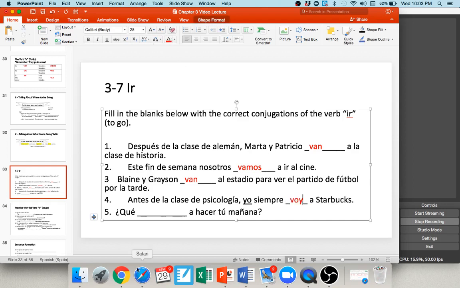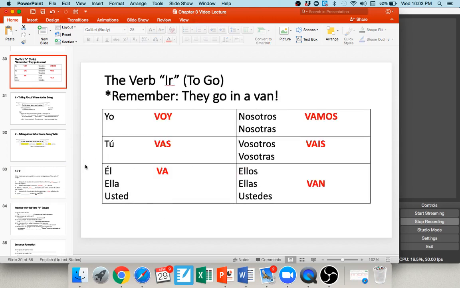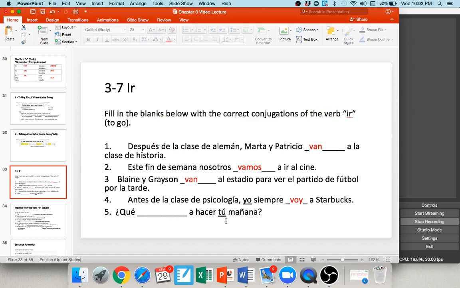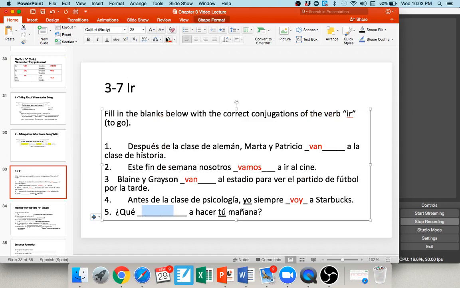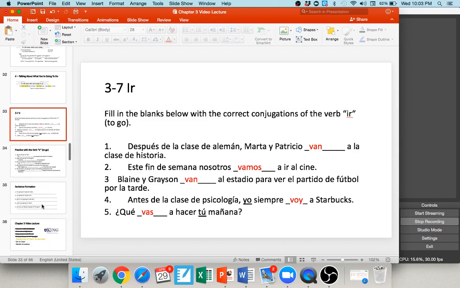And then number 5, ¿qué blank a hacer tú mañana? So what are you going to do tomorrow? My subject in this case is tú, you. I'm asking what are you going to do? The ir word that goes with tú in this case, as you can see, is vas. So we're going to say, ¿qué vas a hacer tú mañana? What are you going to do tomorrow?